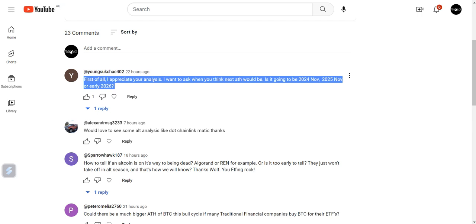The next all-time high on Bitcoin, in my opinion, would be anywhere between now and at the latest, November 2024. That is what the data suggests. The data suggests that at the latest, it would be November 2024, and there's no real data to give us any more specification than that. So it would basically be anytime between now and November 2024.